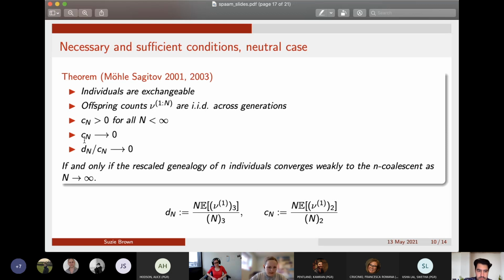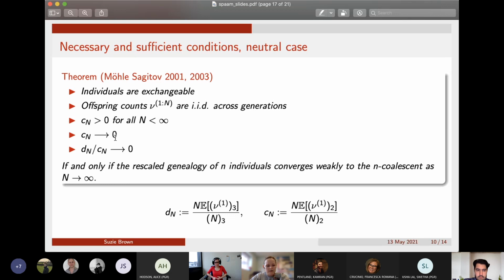So the main condition is this one, that Dn over Cn converges to 0. And that means essentially that triple mergers are dominated by pair mergers, which is how we can expect to get something like the n-coalescent in the limit, because if you remember, the n-coalescent only allows pair mergers. We can't have any bigger mergers happening, so they need to happen on a slower timescale than the pair mergers, which is what this condition is saying.